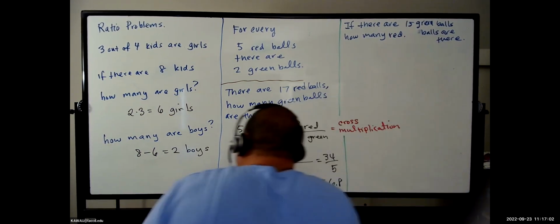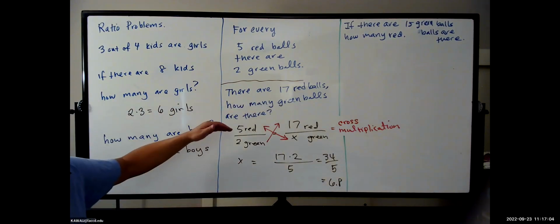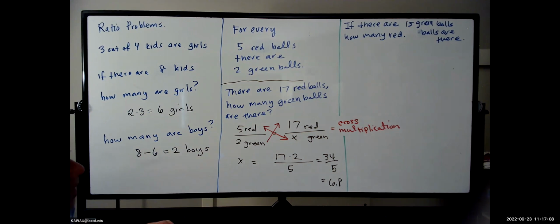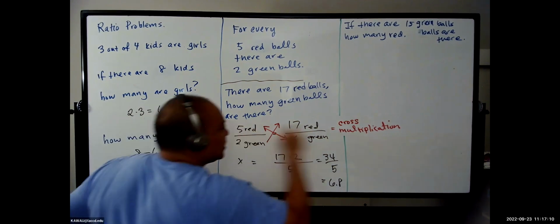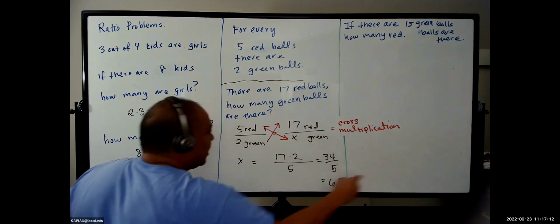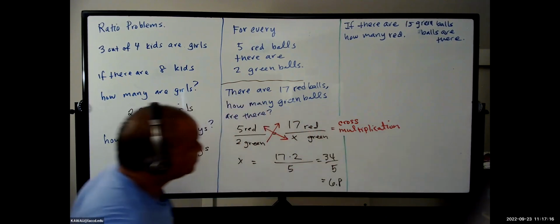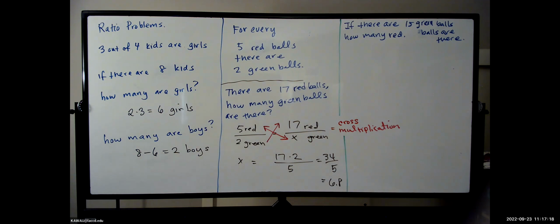Okay. Now, it doesn't matter whether the red is on top or the green is on top. The only thing that matters is the units match this way and this way. And these are the smaller numbers and these are the bigger numbers. So you can do greens on top, you can do reds on top. It does not matter. The only thing that matters is that horizontally the units match.